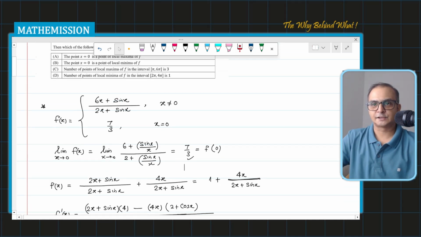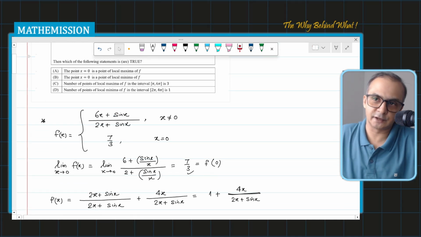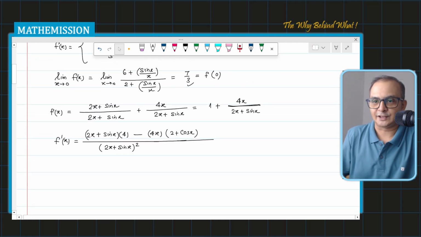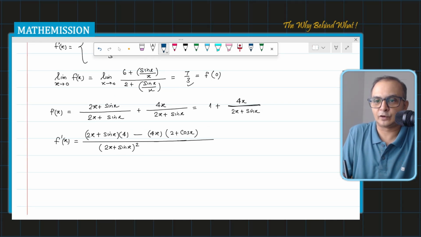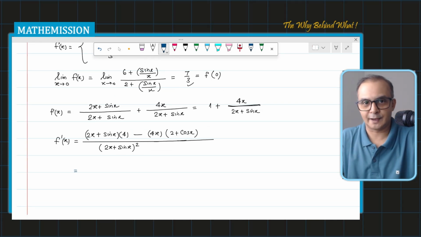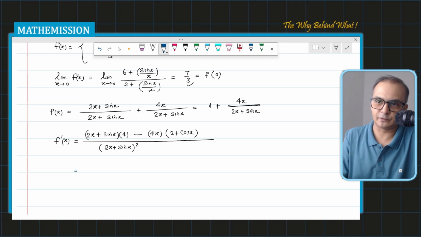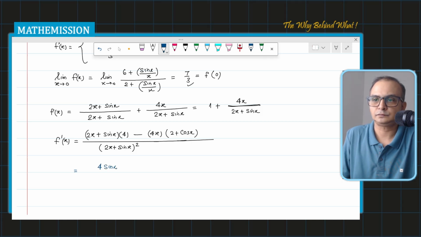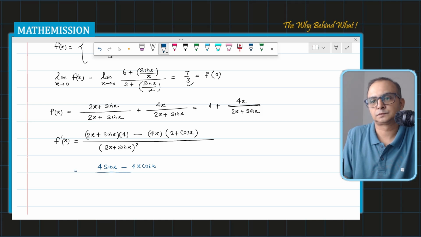To find the answer for the third and fourth parts, means the number of local maxima points and local minima points, there is one catch here. So let's calculate this. Since I've already done the derivative, to find the local maxima and local minima we have to find the derivative, so that's why we have done it. After simplifying this, 8x and 8x will get cancelled, and we get 4 sine x minus 4x cos x, over 2x plus sine x the whole square.